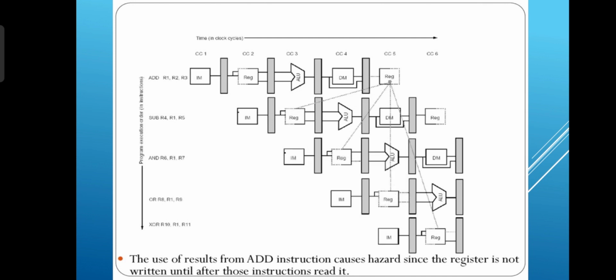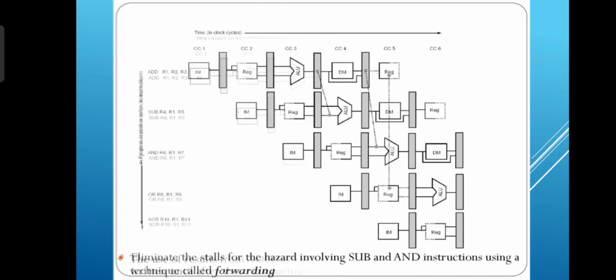In the pipeline diagram, the x-axis tells about the clock cycle time and the y-axis tells about the program execution order. In that diagram, we can see there are multiple registers, the arithmetic logic unit, and the data memory and instruction memory. The use of the result from the add instruction causes a hazard since the register is not written until after those instructions read it. In the second diagram, the x-axis shows the clock cycle time and the y-axis shows the program execution order, and there are various operations performed: add, subtract, and, or, XOR.